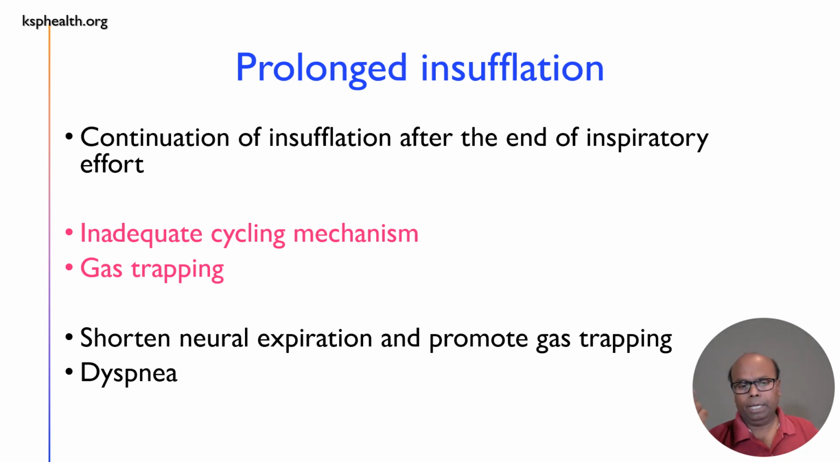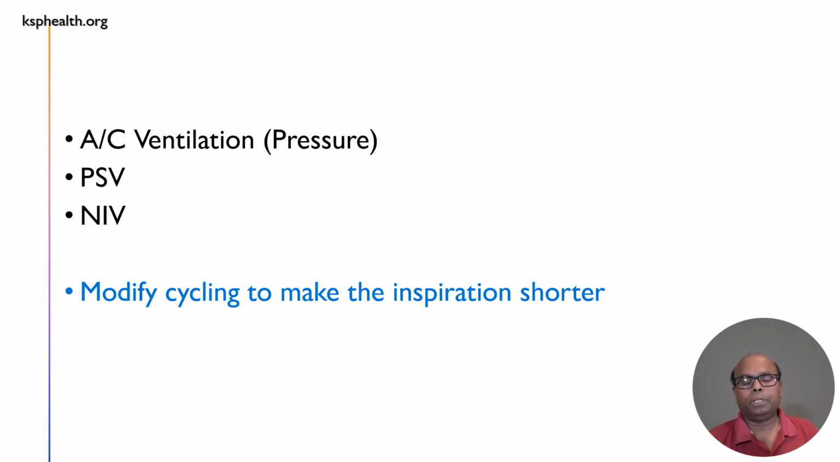The reason could be an inadequate cycling mechanism or gas trapping. It results in dyspnea and shortened neural expiration and promotes gas trapping. It occurs in AC ventilation, pressure support, and non-invasive ventilation. Modify cycling to make inspiration shorter.